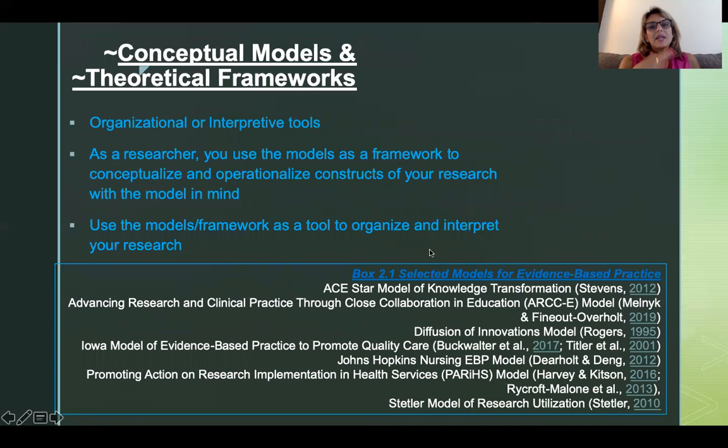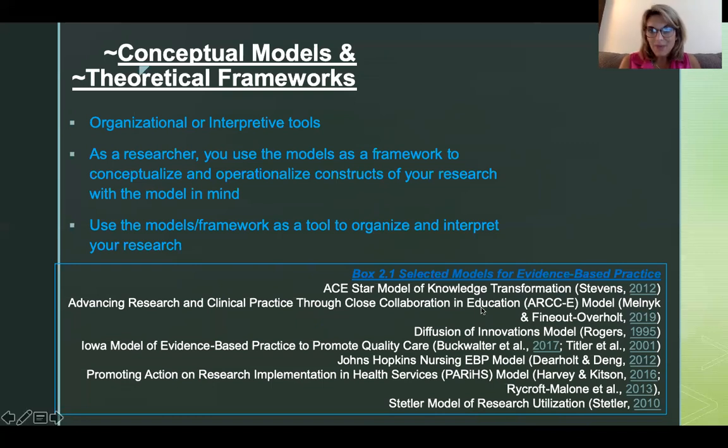Okay, the next thing we need to talk about is the conceptual models and theoretical frameworks. Hopefully you guys read chapter 6, which was basically a full chapter all about theoretical frameworks. Now, we got into this in your discussion board question number 1. And a lot of you caught on real quick. I provided this box down here with the different models. This is a very, very brief list of the models that are out there.